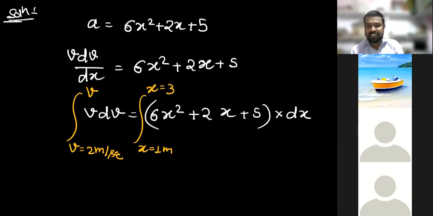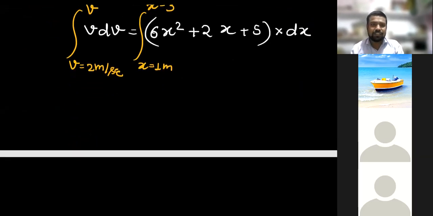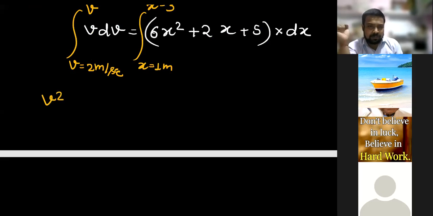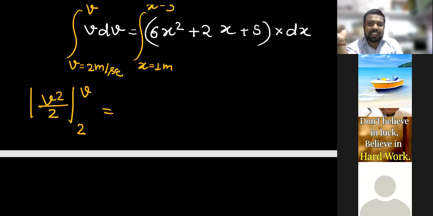Taking the integration, this is a very easy integration. The integration of v dv is what? Tell me please, guys. v square by 2. Very good, very nice. The limit is 2 to v. Tell me, the integration of 6x square is what?